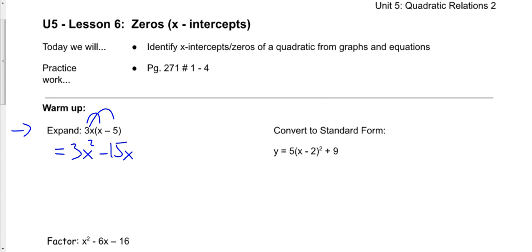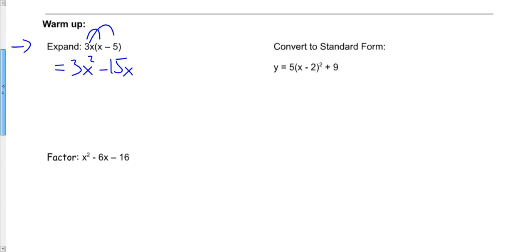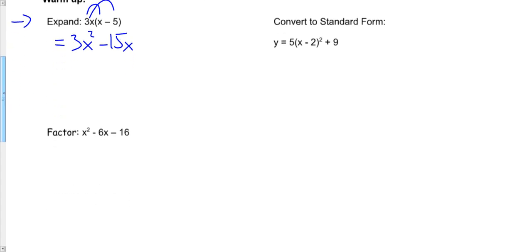The next thing that we want to take a look at is, again, we want to recall how to do a conversion from vertex form into standard form. So what we have here on the right-hand side, this is an example of vertex form of a particular equation, or rather of a particular parabola. So we want to convert this into standard form.